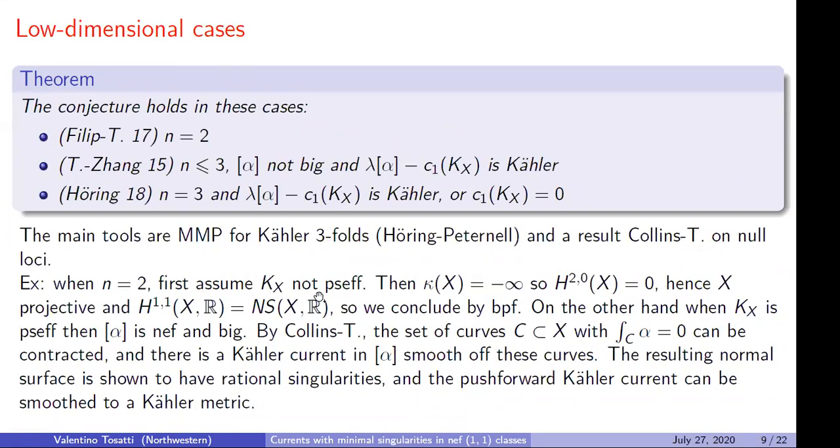So first, you split into two cases. Kx is pseudo-effective or not pseudo-effective. So when Kx is not pseudo-effective, then trivially there are no sections for any powers. So the Kodaira dimension is minus infinity. And since we are in 2 dimensions, that implies in particular that H^{2,0} is 0, because these are the sections of Kx. And as is well known, this implies on the one hand that X is projective, this is Kodaira, and also it implies that H^{1,1} is equal to the Néron-Severi by Hodge decomposition.